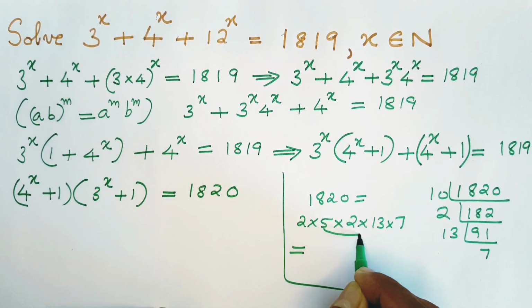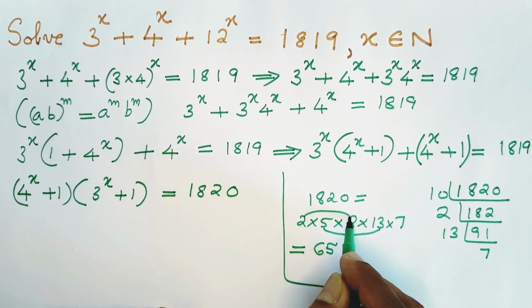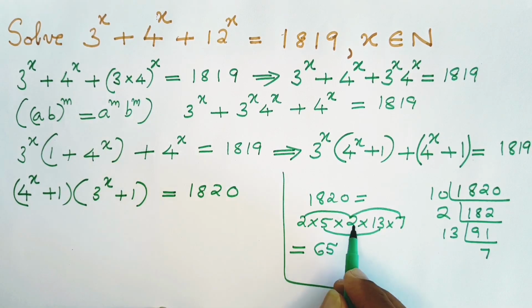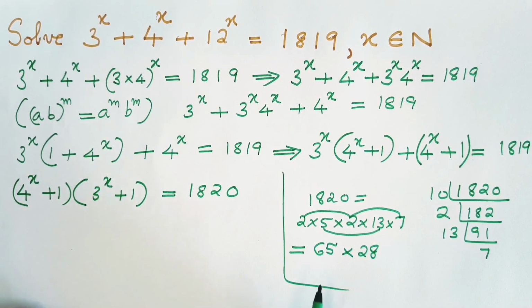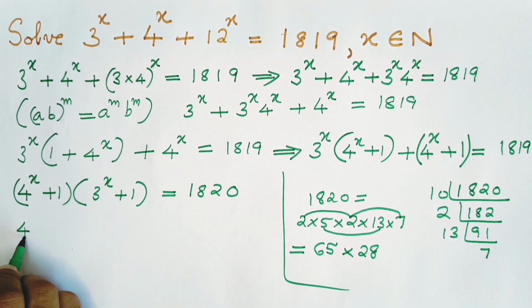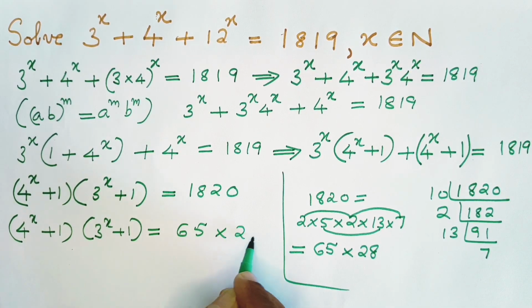Now let's combine these numbers in a certain manner. Let me combine these two: 5 multiplied by 13 is 65. Then these two I will combine: that will come to 4 multiplied by 7, 28. There's a reason for rearranging the terms this way, because as you know, 65 is 1 more than a perfect cube, and 28 is also 1 more than a perfect cube. So the given equation may be rewritten as (4 to the power of x plus 1)(3 to the power of x plus 1) equals 65 multiplied by 28.